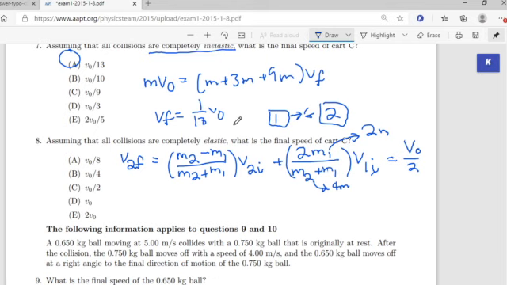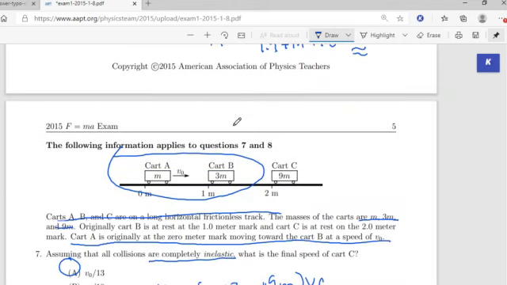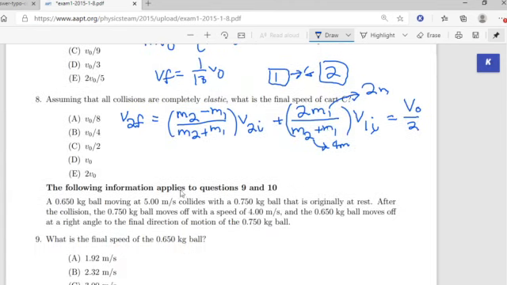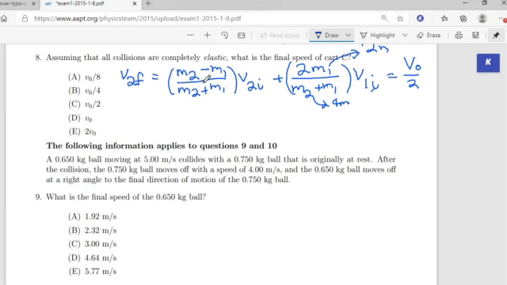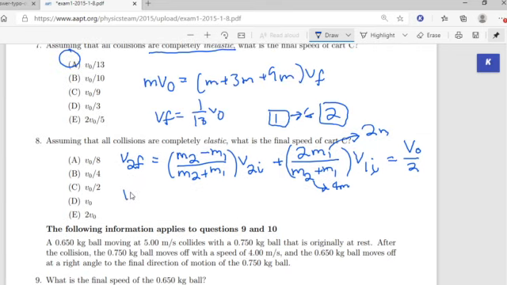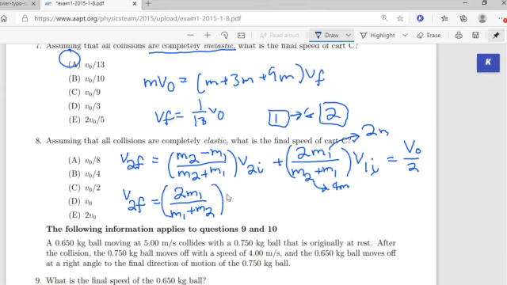Okay, and then now we have to look at the second collision, which is between cart B and cart C. And we use the exact same formula again. And since cart C is initially at rest, we don't need this expression, as I said earlier. So we can write this now as v sub 2 final is equal to 2 times this plus this times v sub 1 initial, which we already said is this. So v sub 1 initial is just v0 over 2.